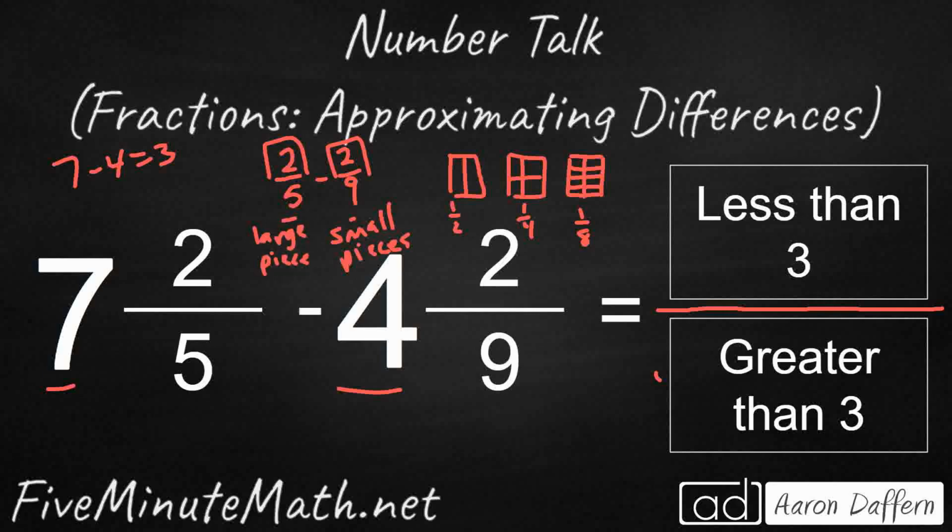pieces. So if we take a large number and we subtract from that a small number, there's going to be a little bit left over, which means 2/5 is greater. And so our answer is going to be greater than 3.